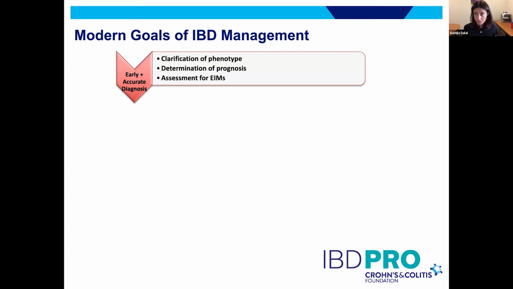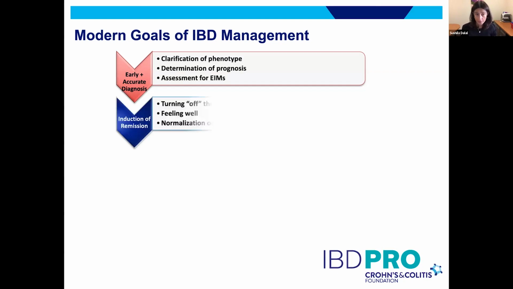We also want to assess for extraintestinal manifestations such as joint pains, eye inflammation, skin conditions such as psoriasis, because a lot of our medications may overlap in treating those conditions, and we want to choose the best therapy that's going to cover all the things that the patient's experiencing. So it's important at the beginning to take stock of all of these things when we're thinking about what we should do with therapy.